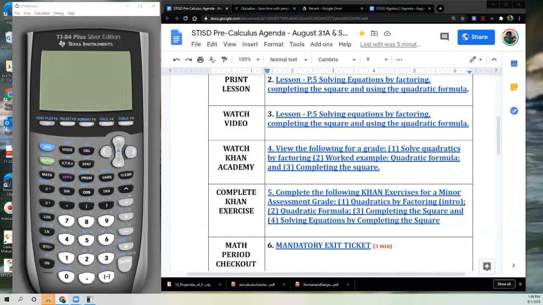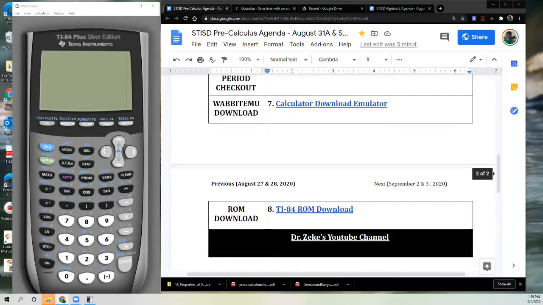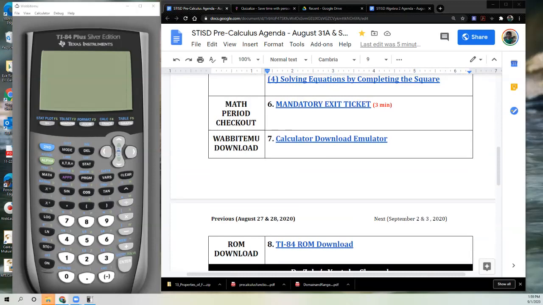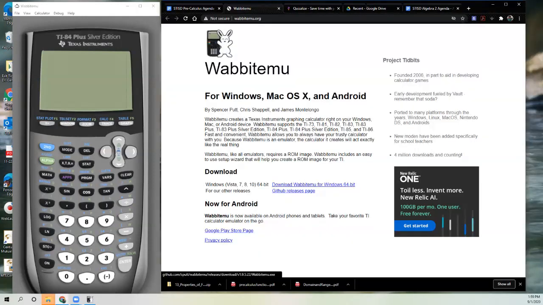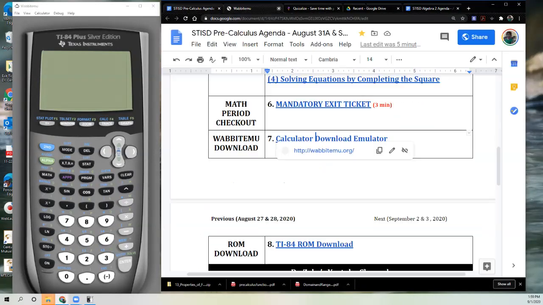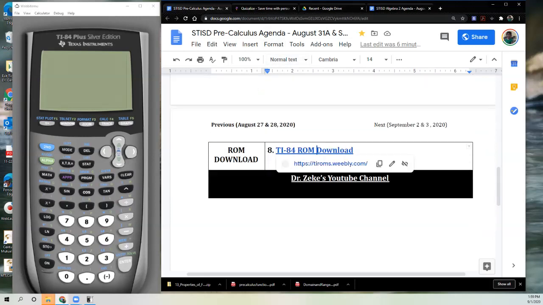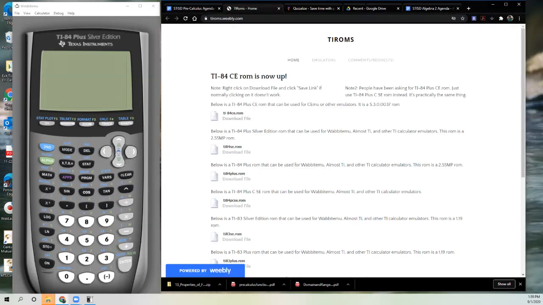videos and exercises. I do want to share with you quickly how to download the TI-84 calculator. This is how you download it. You first have to download the WabbitEmu, so you click here and download the WabbitEmu. Then you want to download the ROM, sorry, ROM. Keep it on the desktop so that you can easily find it. The one I'm using is a TI-84.